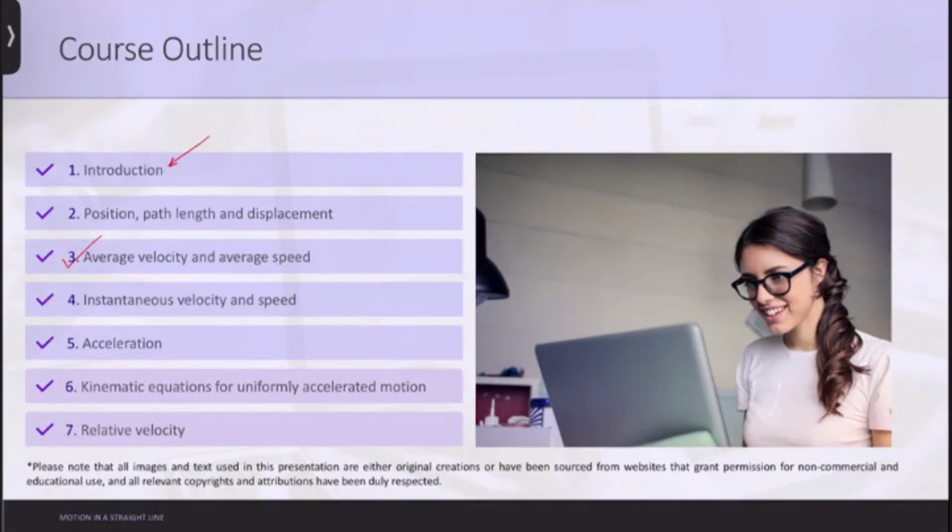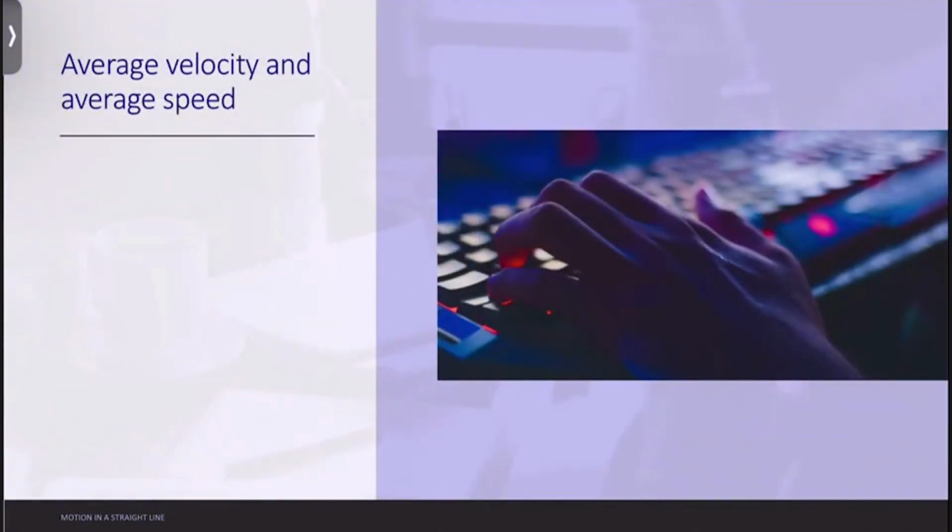Then the second point, we also understood the basic difference between path length and displacement. Please remember, displacement can be zero, it can be equal to path length, it can be less than path length, but displacement cannot be greater than the path length. Path length can be greater than displacement. That being said, let's start today's discussion based on average velocity and average speed.